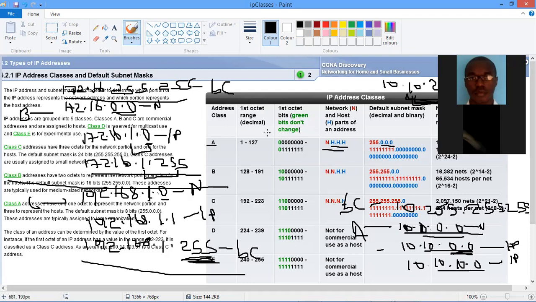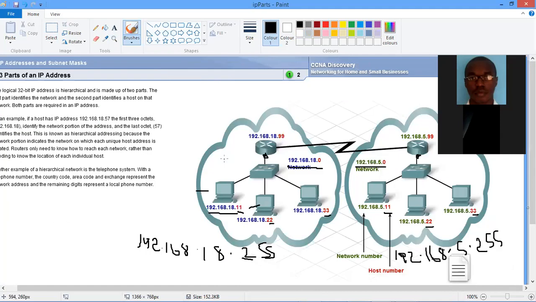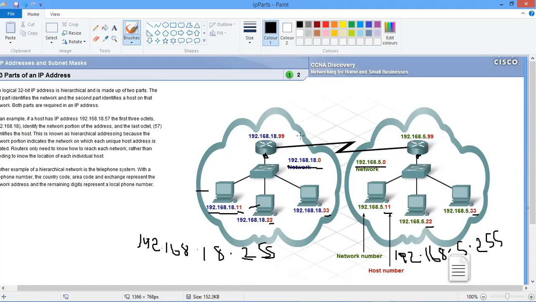Now, one more thing I want to talk about. If I have something like 192.168.1.0, okay, this is a network address.